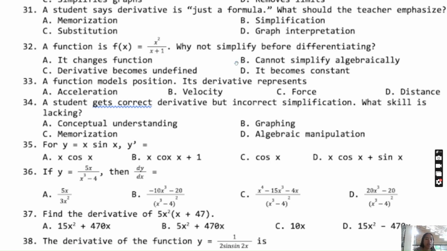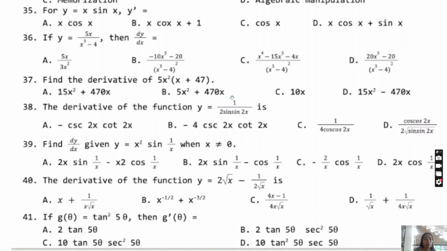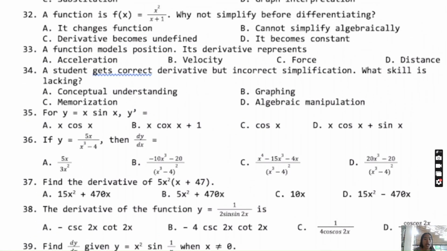So we are now in number 32. The function is f of x is equal to x squared over x plus 1. Why not simplify before differentiating? So the answer is letter B, cannot simplify algebraically. So the expression cannot be reduced because there are no common factors to cancel. So simplification does not apply here.